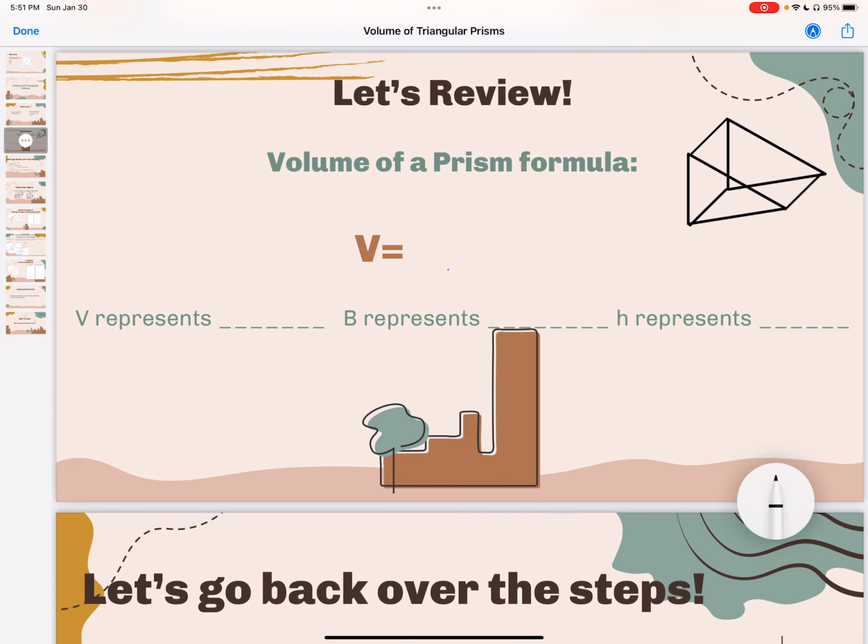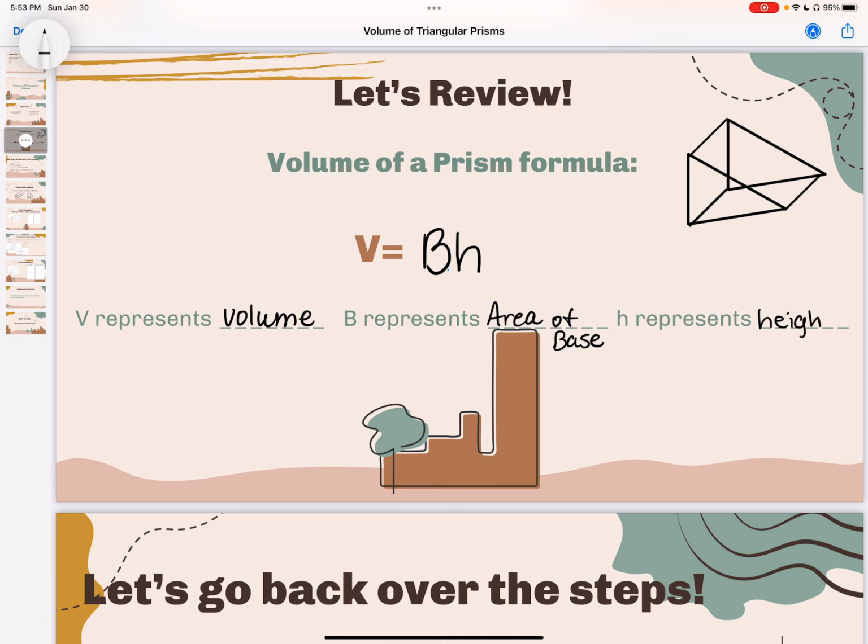V is going to represent our volume, which is what we're usually solving for. Our B represents the area of our base. And our H represents the height of our prism.